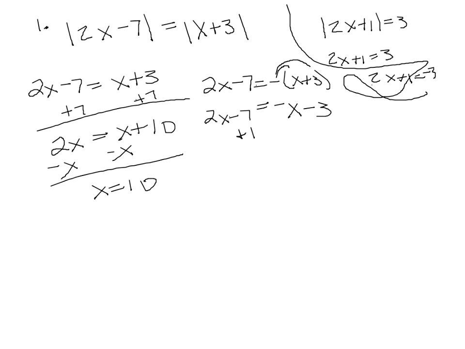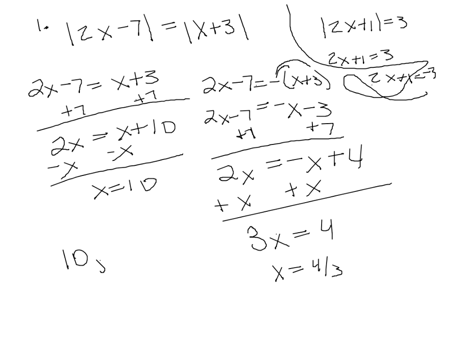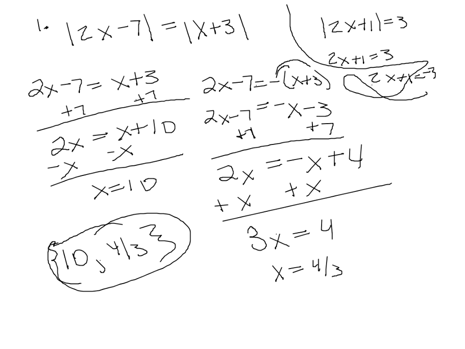And now I add 7 to both sides, and I get 2x equals minus x plus 4. Add x to both sides, and I get 3x equals 4. X equals 4/3. So we get two solutions, 10 and 4/3. So we might write it in set notation with brackets like that.